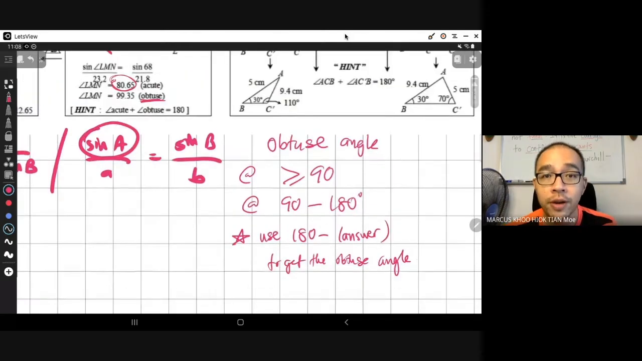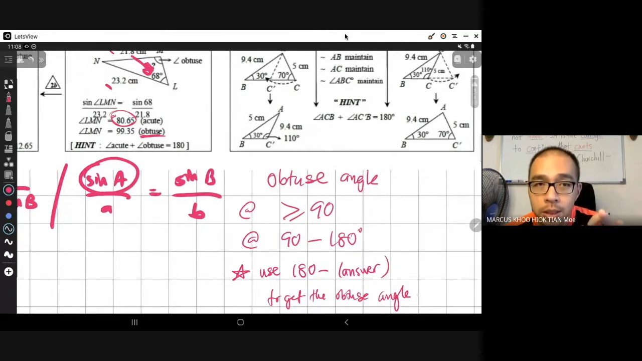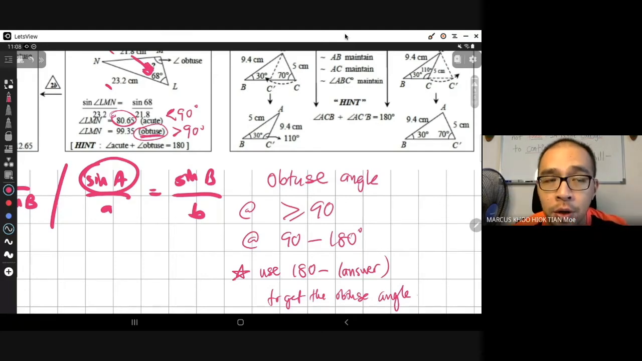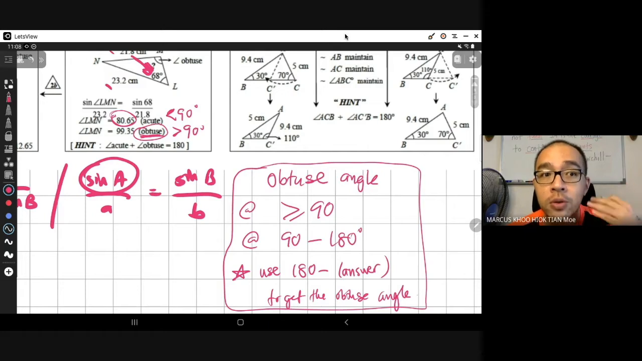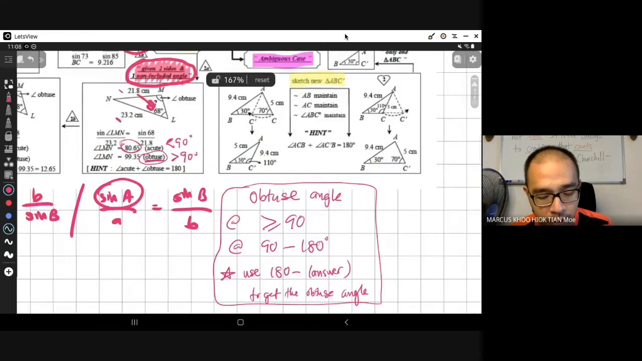So you need to be very sure. Read the question properly and make sure whether the angle is acute or obtuse. Acute means less than 90 degrees. Obtuse means more than 90 degrees. And only these two situations. If the question doesn't say anything, then assume that it is acute. Only if the question says it is obtuse do you have to use this extra step. We've done all this before, so this is just revision to help jog your memory. Hopefully you still remember. So that's the first one, the sine rule.